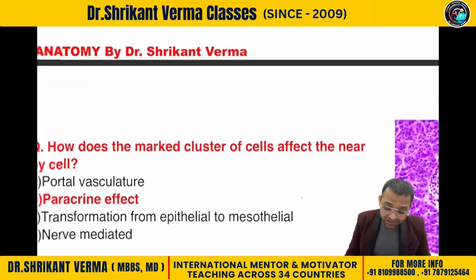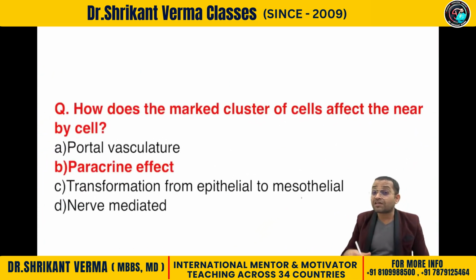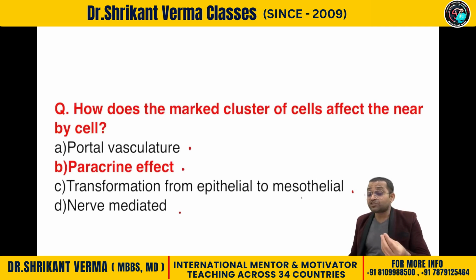But when you read the question, you will see they are asking about the function, meaning physiology. So this is an anatomy-physiology integrated question. If you know only the anatomy, you cannot give the answer. If you know only the physiology, you cannot give the answer. You have to know both. They are giving the options: the portal vasculature, the paracrine effect, the transformation from epithelium to mesothelium, and nerve mediated. So they are asking the mechanism of action of the islet of Langerhans, the beta and alpha cells, how they are acting.